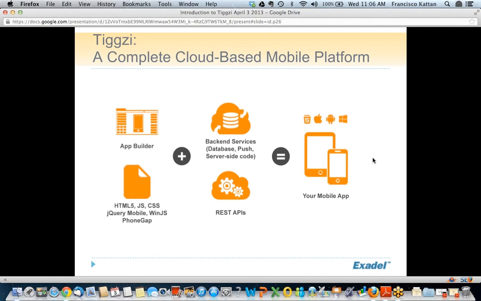So Tiggzi. Just to kick off things, this is a great graphic because it shows you pretty much how Tiggzi works. You build an interface using an app builder, and you combine HTML5, JavaScript, CSS, and you leverage jQuery Mobile. That's what we use for a lot of our components, and PhoneGap, which gives us a lot of the cross-platform kind of power that we need to use. And also it allows for accessing device features in a device-independent way.